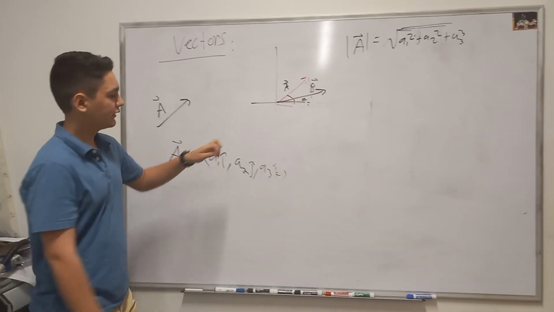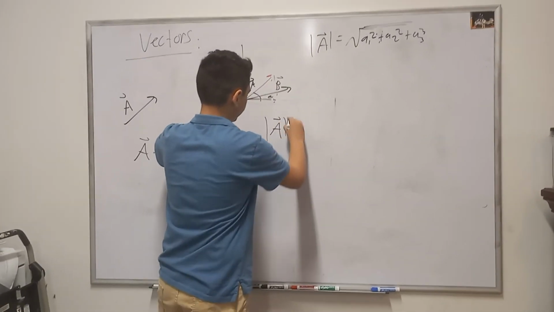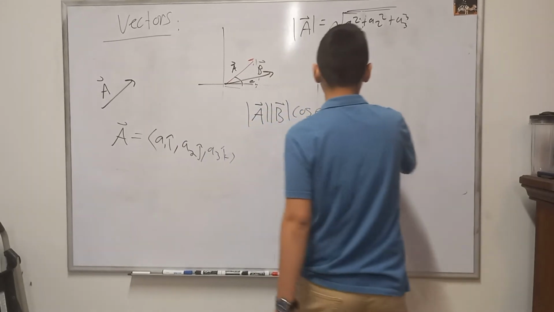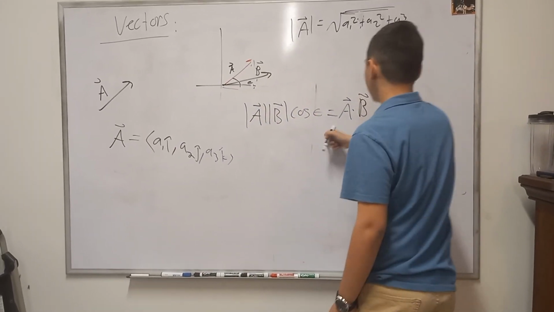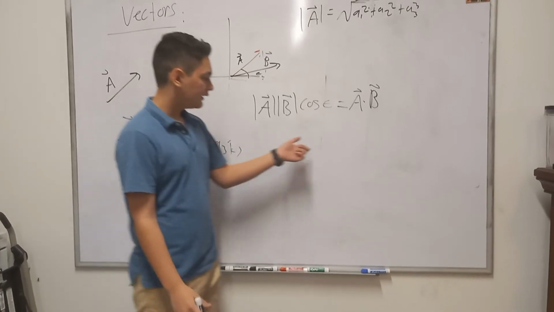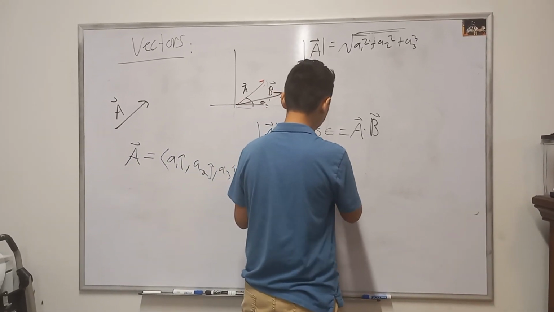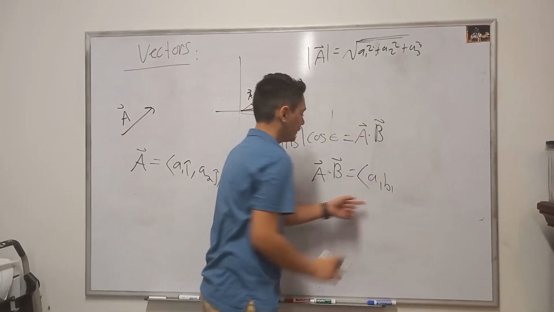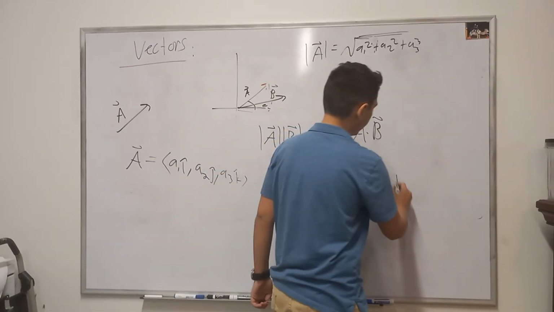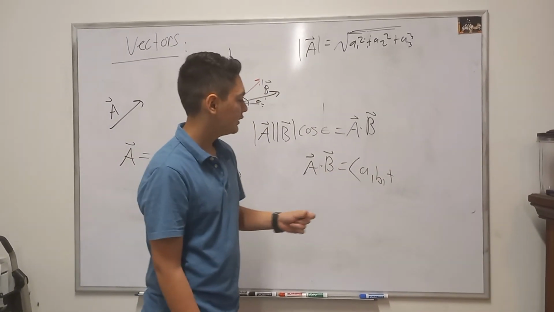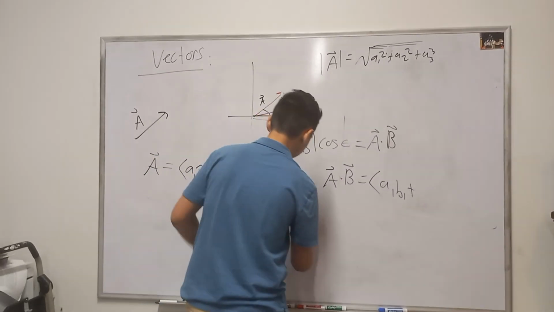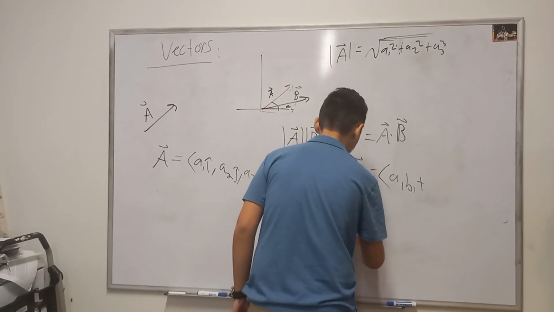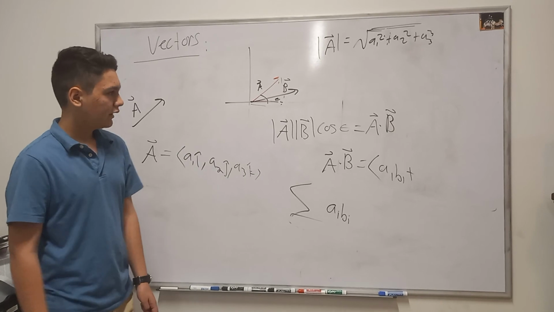Now let's rewrite this. We get the length of A times the length of B times cosine theta. That's equal to A dotted with B. So this is called the dot product. Essentially, the dot product uses the components of the vectors, A dotted with B. So we get a1 b1, the components multiplied, plus all the other components multiplied, and then you just add them. So it's the sum of the components ai and bi. Okay? So that has been vectors.